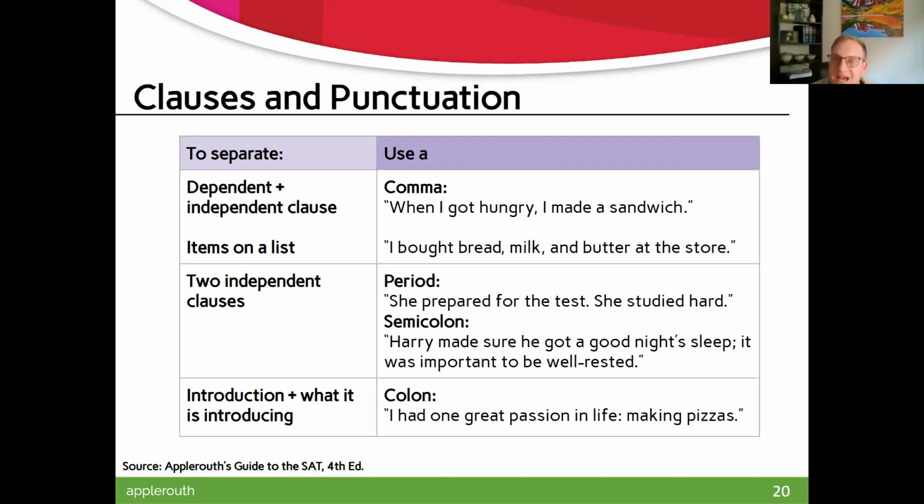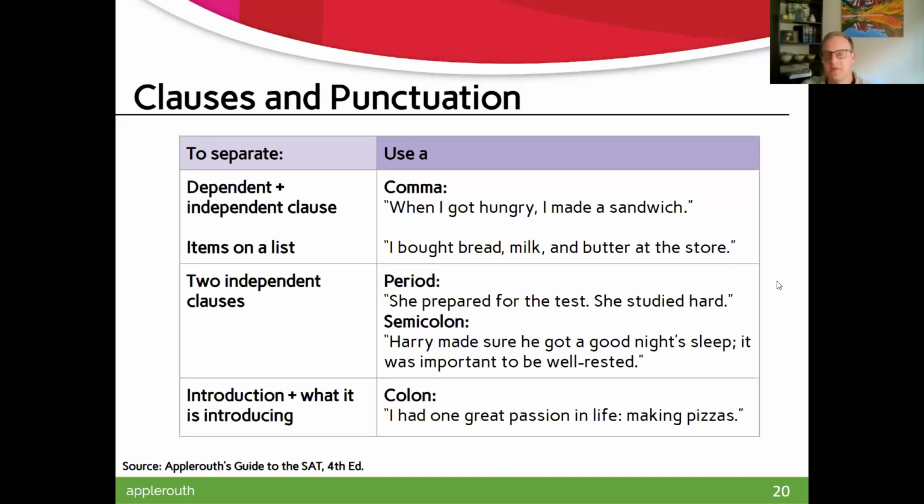And then a colon must have a full sentence before it. That's important. That's a rule. A colon must come after an independent clause. And then those two dots, you think of it like a drum roll, please. I had one great passion in life. Drum roll, please. What was it? Making pizzas.